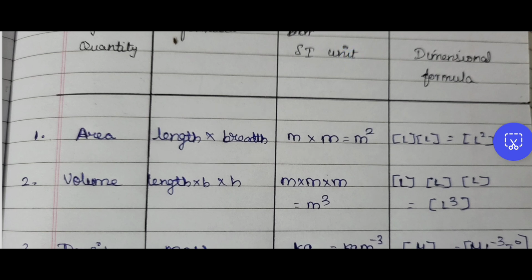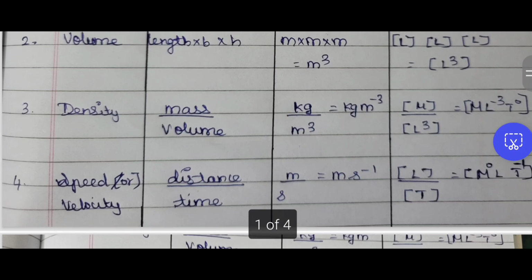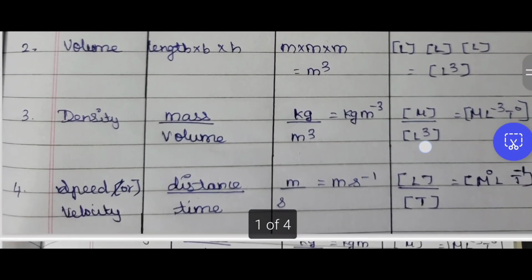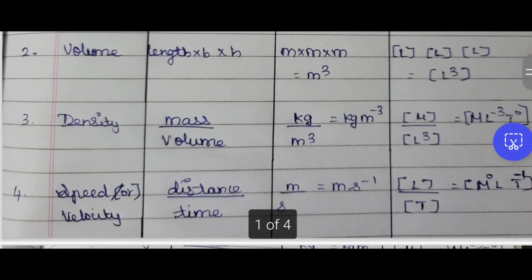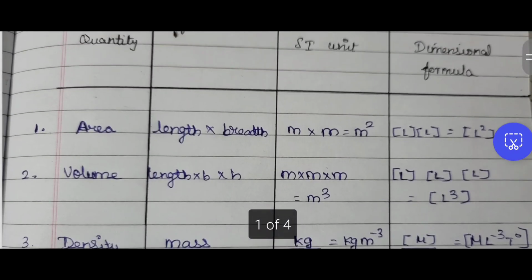Basically, we write the dimensional formula in terms of three dimensions: M for mass, L for length, and T for time. Here the m in the area formula is not mass, but length. So in brackets we enclose L into L, which is equal to L power 2.